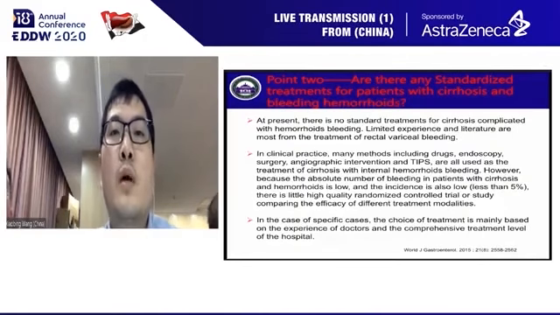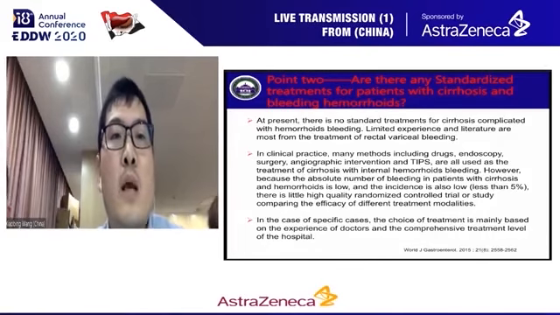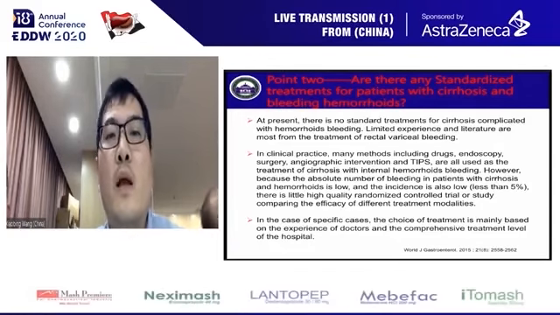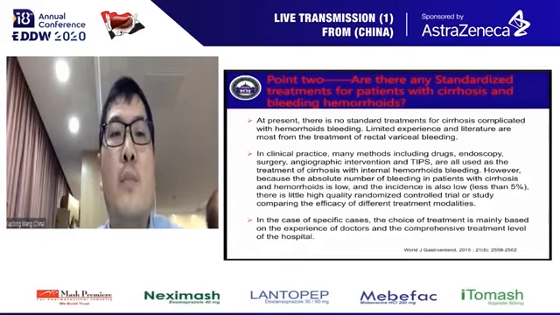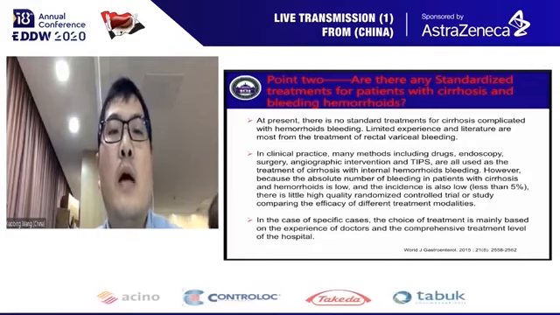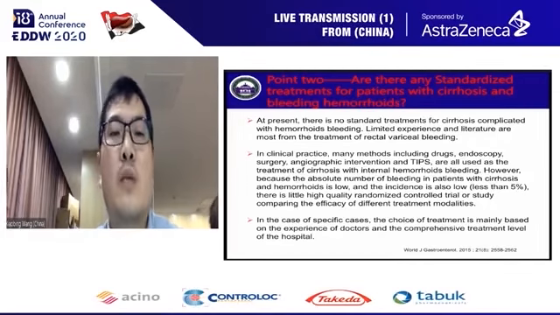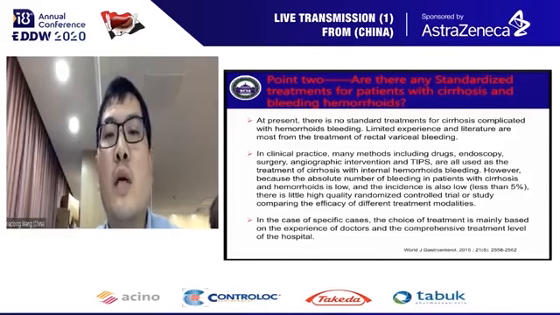Point 2, are there any standardized treatments for patients with cirrhosis and bleeding hemorrhoids? At present, there's no standard treatment for cirrhosis with hemorrhoid bleeding. Limited experience and literature are mostly from the treatment of rectal variceal bleeding. In clinical practice, many methods, including drugs, endoscopy, surgery, angiographic intervention, and TIPS, are all used as treatment of cirrhosis with internal hemorrhoid bleeding.